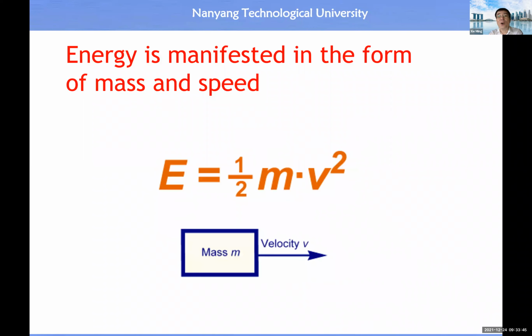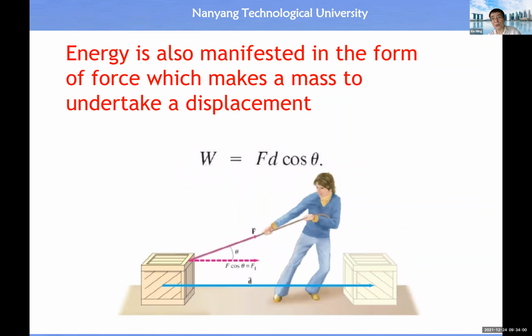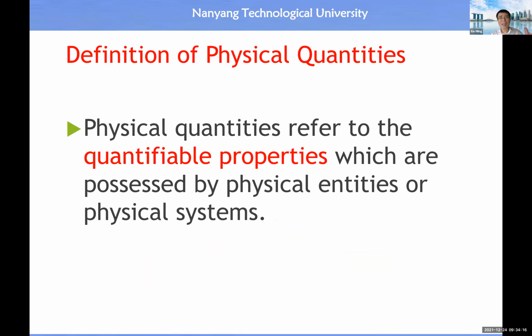Then when you push a car, basically you see a manifestation of kinetic energy. When you change the height of an object on Earth, this is a manifestation of potential energy. And when you apply a force to pull an object and make the object undergo a displacement, there's a transfer of energy from the work done by your applied force. So, all right, what should be the quantity?